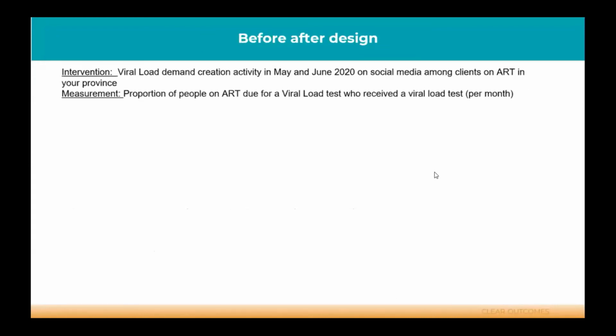Okay, so let's think about the before-after design. And before you all fall asleep, I'll have a few questions linked to a few polls as well. So imagine you're working in a laboratory and you start an intervention and activity to increase demand for viral load in the community. So you start a social media campaign in May and June 2020 for clients on ART. And you measure the proportion of people on ART who are due for a viral load test who actually receive a test. And so these are your results.